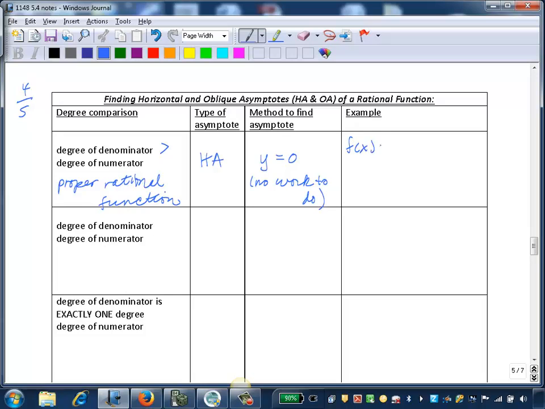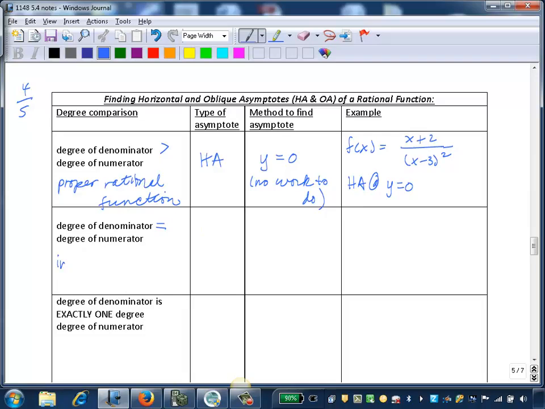If we have a function f of x equals x plus 2 over x minus 3 squared. So we can see the degree of the numerator is 1. The degree of the denominator is squared, is degree 2. So since the degree of the denominator is greater than the degree of the numerator, we will have a horizontal asymptote at y equals 0. No work to do.